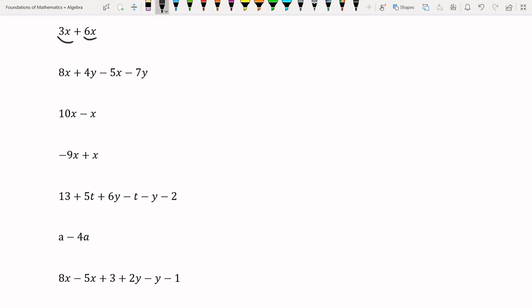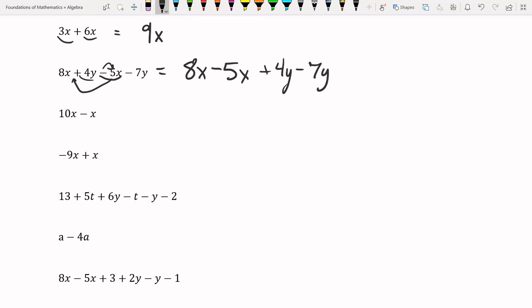Okay, 3x plus 6x. These are like terms because the variable part, x, is the same. And we have 3 plus 6. So 3 plus 6 is 9x. For this one, I'm going to rearrange the terms. I'm going to move the 5x here and move the 7x. If I move the 5x, then you're going to see 8x, and it's going to be minus 5x. The negative is on the 5. Then we have plus 4y minus 7y. And now we have like terms grouped together.